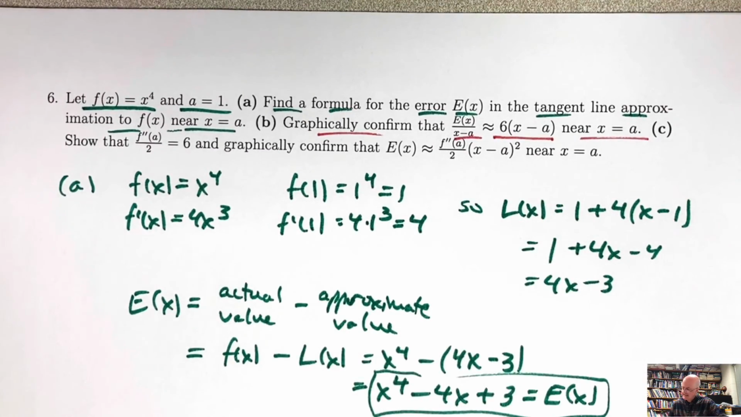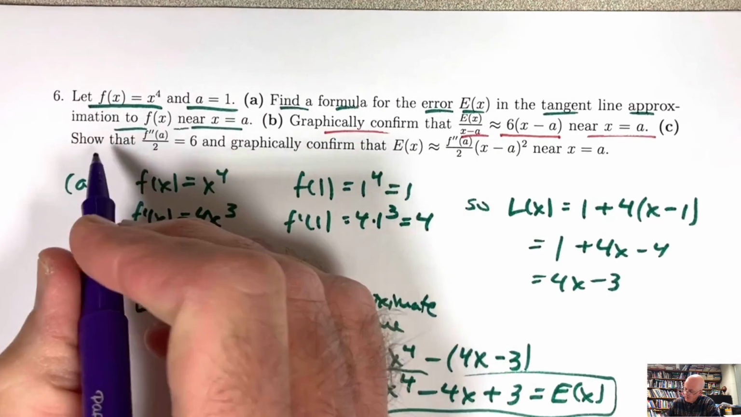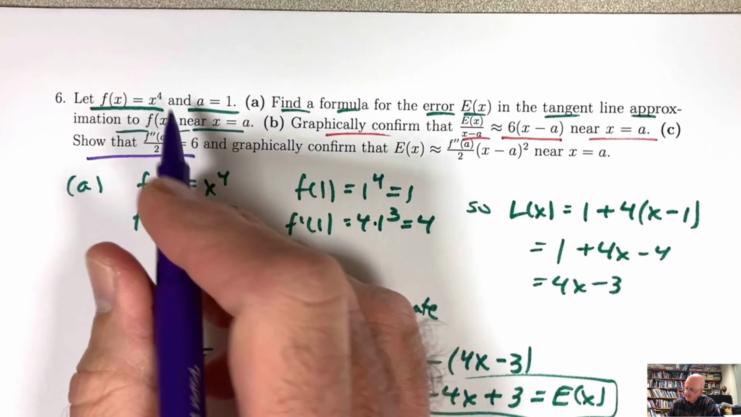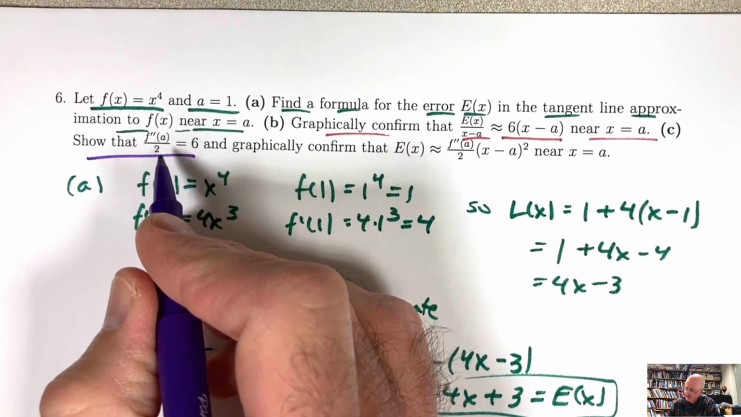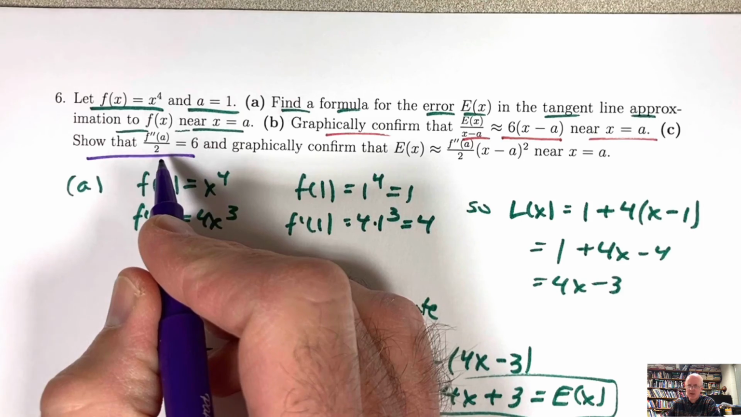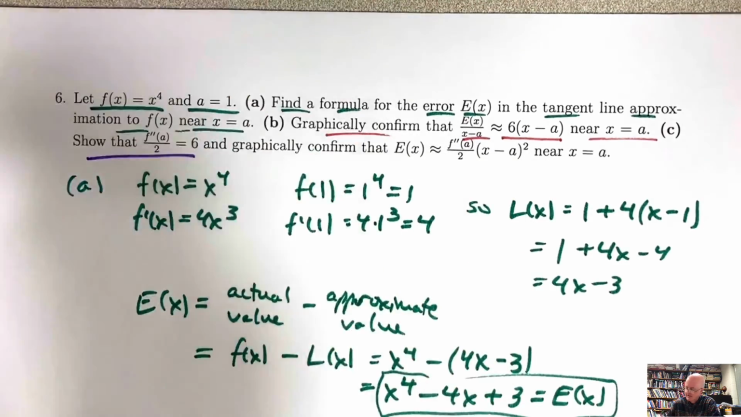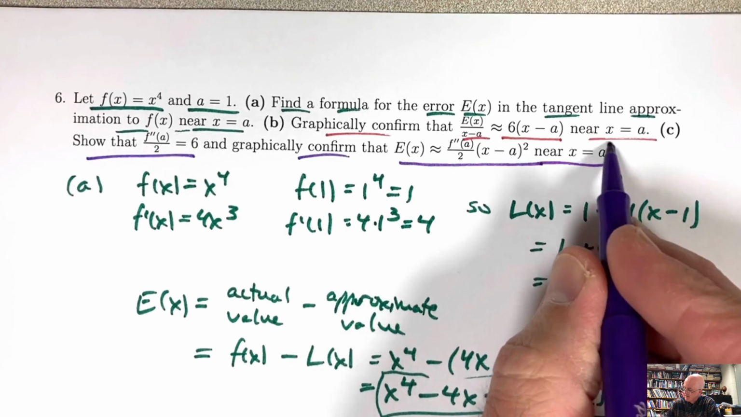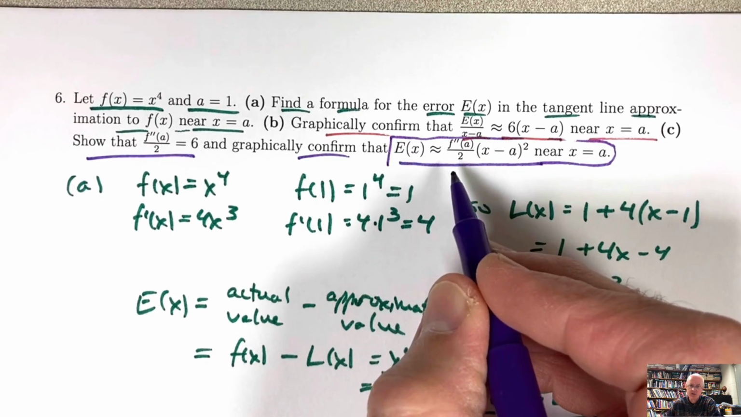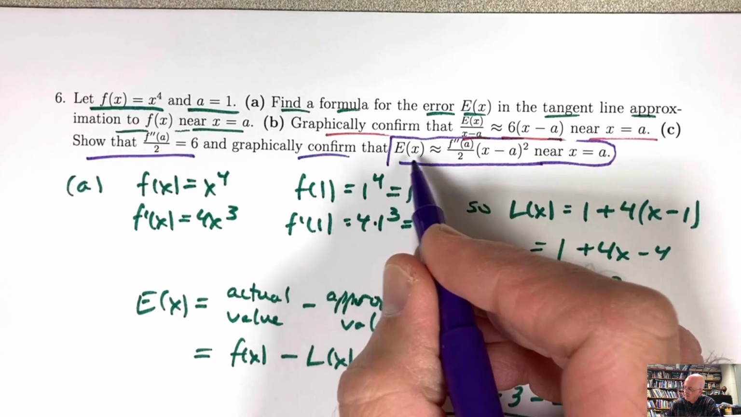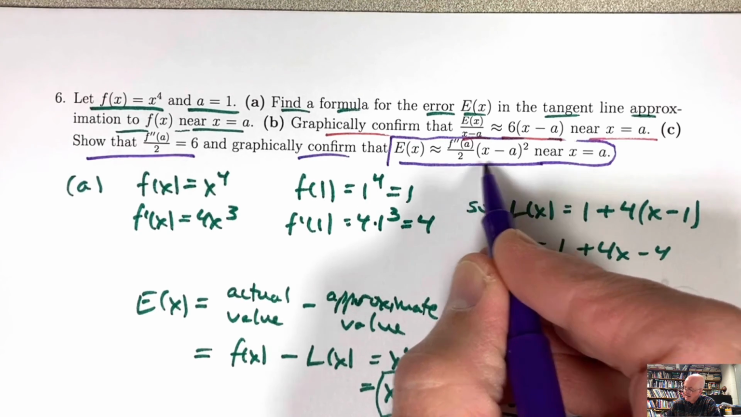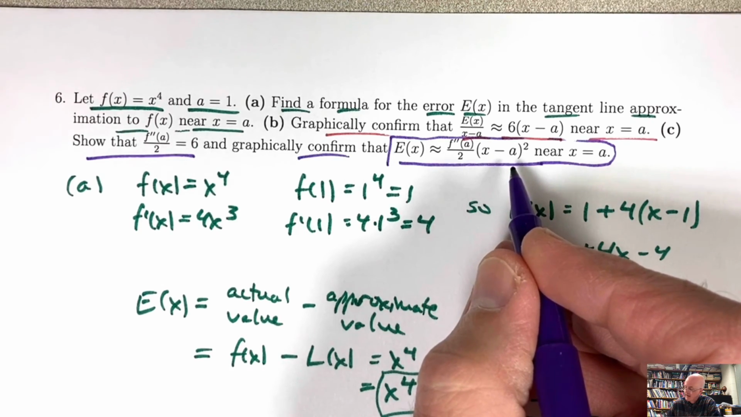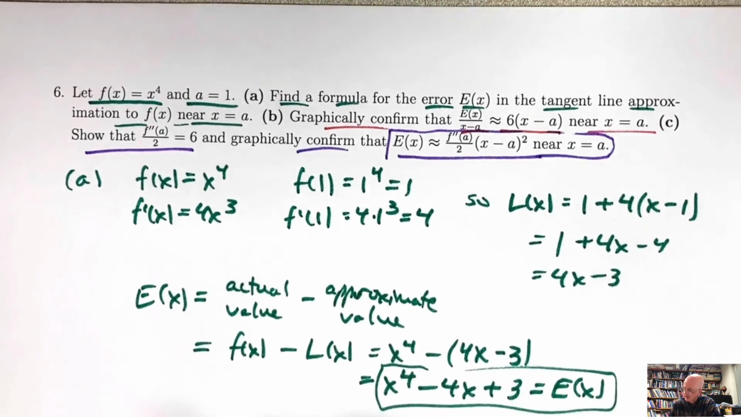In part C, we're showing that the 6 actually turns out to be the second derivative of this function at a, which is 1, divided by 2. You might wonder where that comes from as well. It's the theoretical thing. And we graphically confirm this theoretical fact that will be true for twice differentiable functions near a. The error will be approximately a quadratic in x minus a. And that definitely goes to 0 as x approaches a, in fact, pretty rapidly because it's being squared.